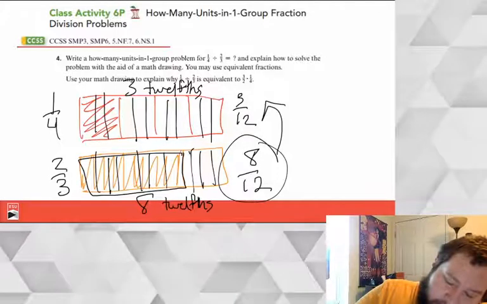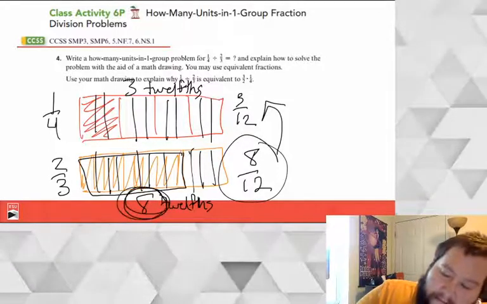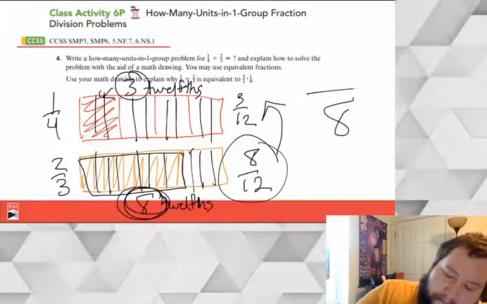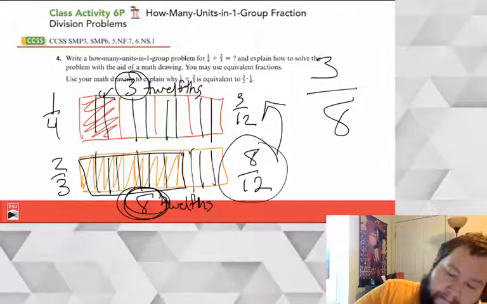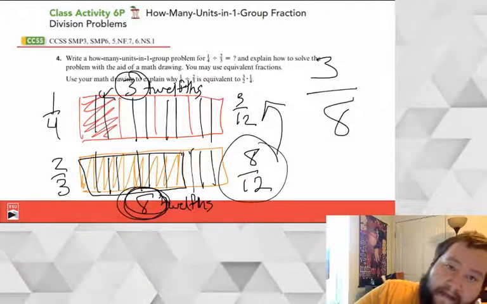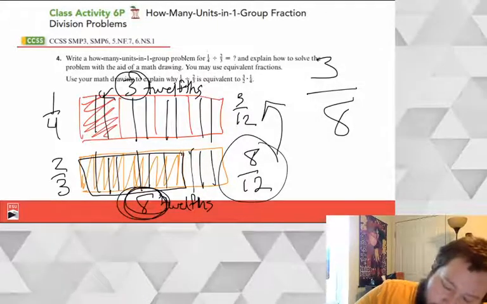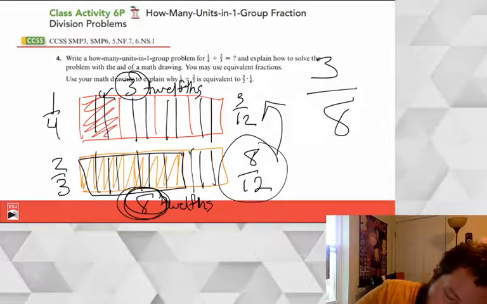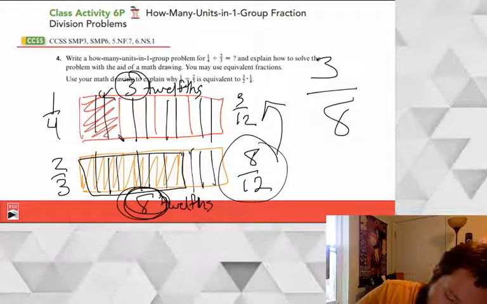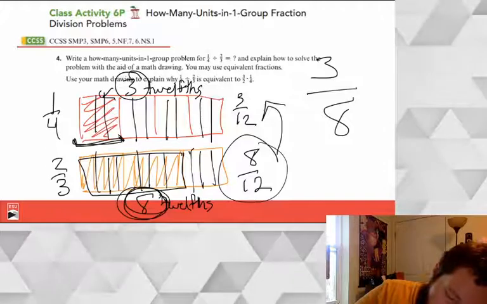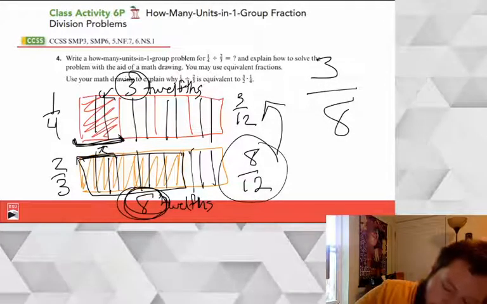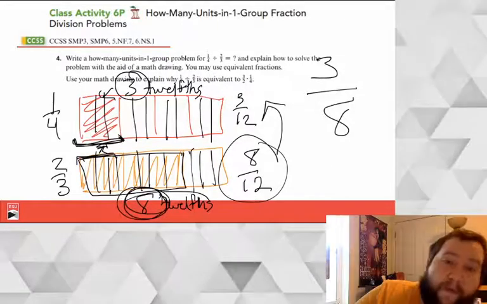So how many twelfths are there over here? There are 8. And how many of them go in over here? 3. So here we get 3/8. Because if we look at just this piece here, only 3 of these will fit up here. So 3 of the 8 will fit.